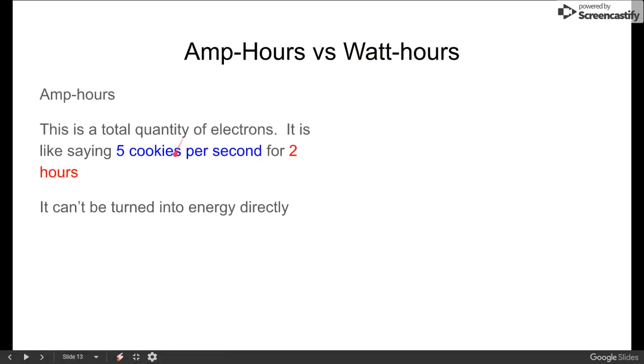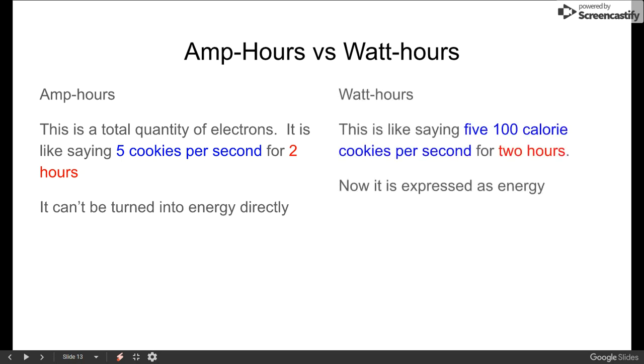An amp hour would be the equivalent of me saying 5 cookies per second for 2 hours. You can work out a total in cookies. But what are they, marshmallow cookies or are they rice cakes? A watt hour would be like saying I ate 5 100-calorie cookies per second for 2 hours. This is actually energy now, or calories. Calories and joules are pretty much the same idea.